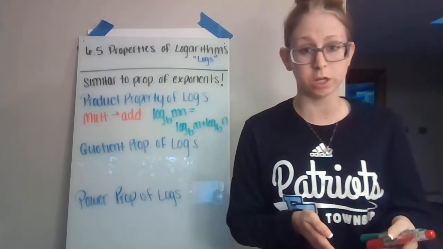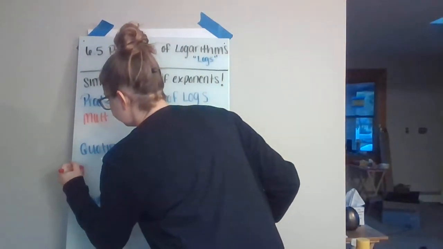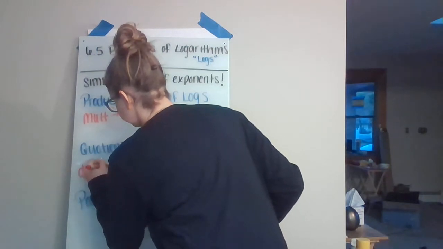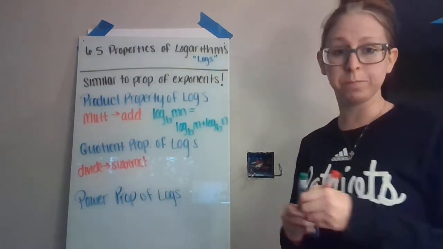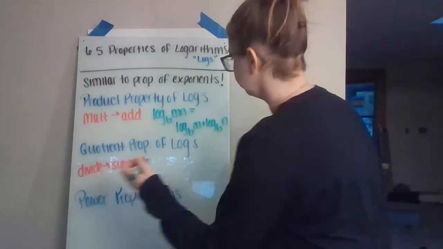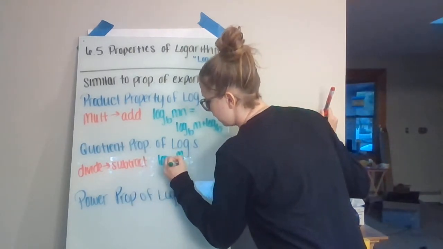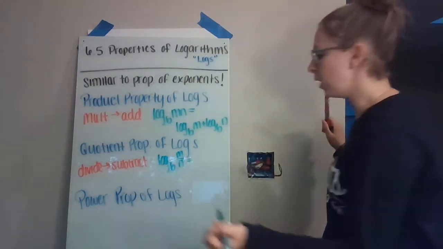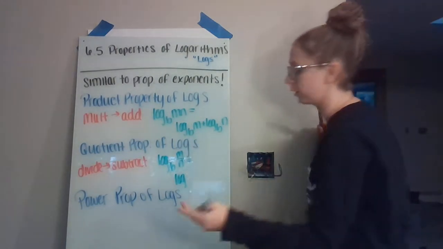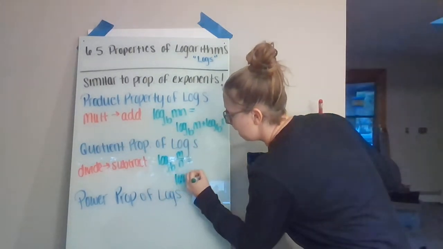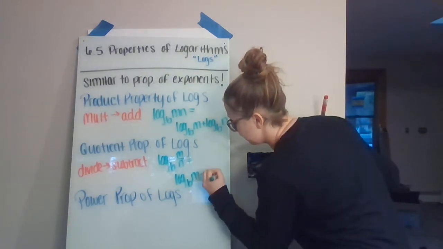Then I have the quotient property. So quotient means division. And when you divide, you subtract. Okay, so an example of that. If I gave you log base b of m divided by n, that would break down into, again, we have two things after the log, so I'm going to have two things when I rewrite it. Log base b of m minus, because when you divide, you subtract, log base b of n.